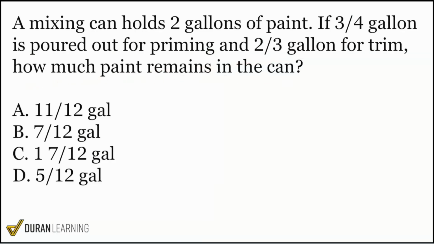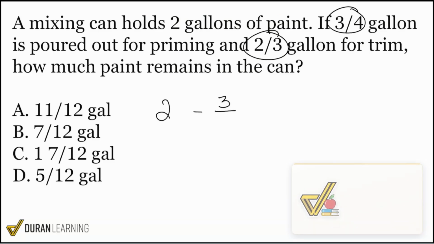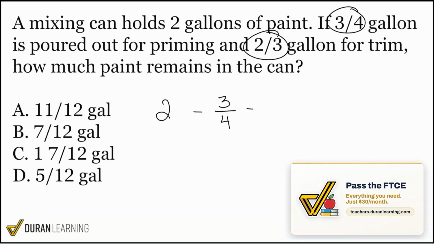Again, when you think about the story itself, it really sounds like we have a certain amount of paint, and we use this much, we use that much, and we want to know how much is left. That's really what this is about. We see that the mixing can holds 2 gallons of paint. So we start with the 2 gallons, and then we subtract the 3/4 of a gallon, and then subtract the 2/3 of a gallon.